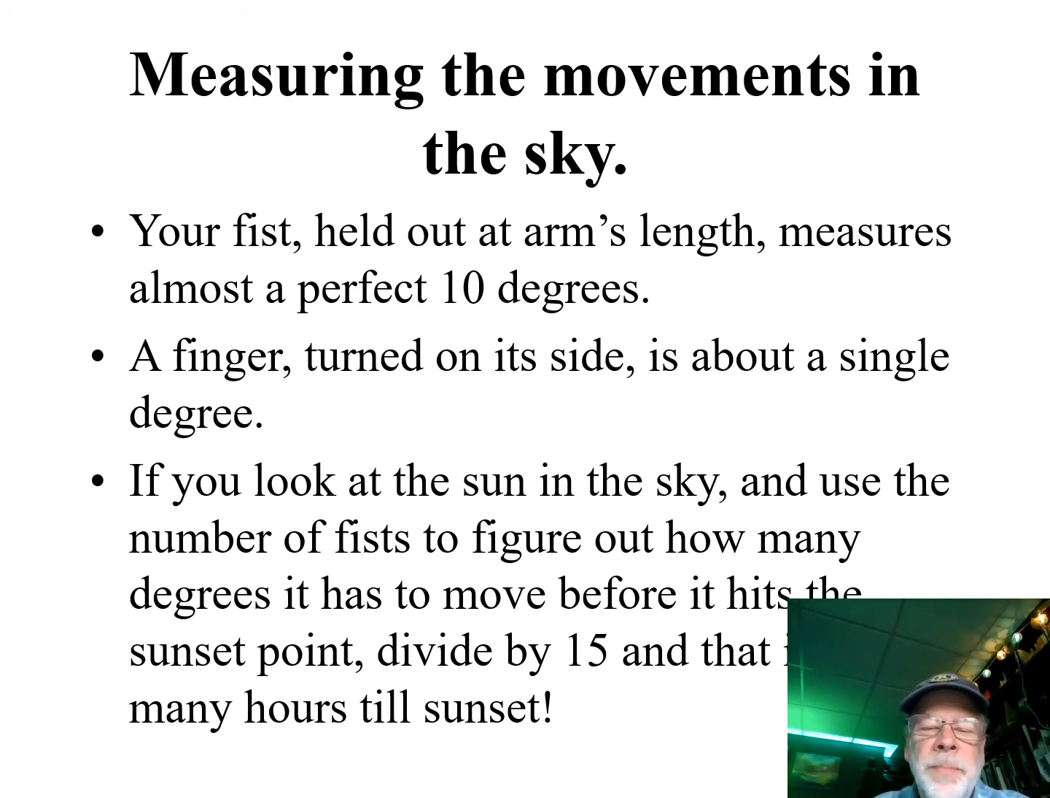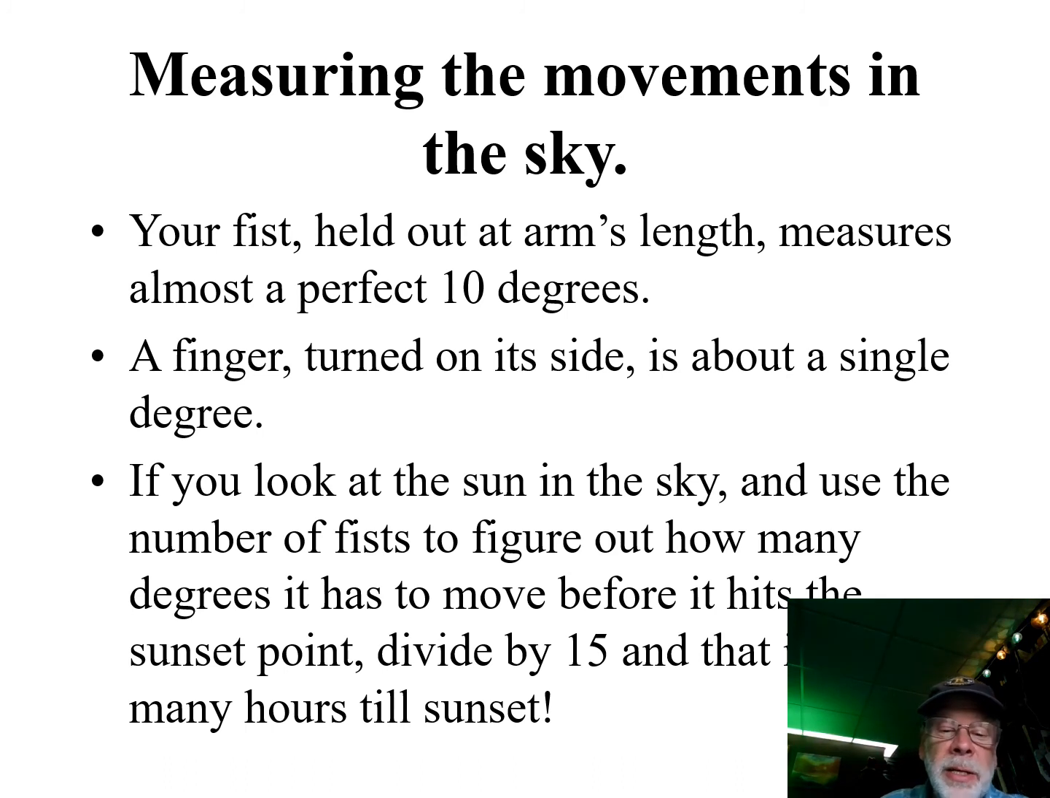So if you look at the sun in the sky, and use the number of fists to figure out how many degrees it has to move before it hits the sunset point, divide that by 15, and that is how many hours till sunset. So if you get 3 fists till the sun hits the sunset point, that's 30 degrees. Divide by 15, you got 2 hours. It's about 2 hours till sunset. So if you're outside, even without a watch, you can have some good idea of how long it'll be.